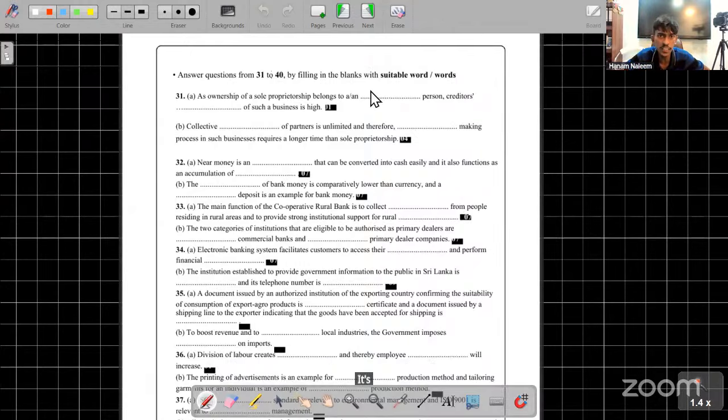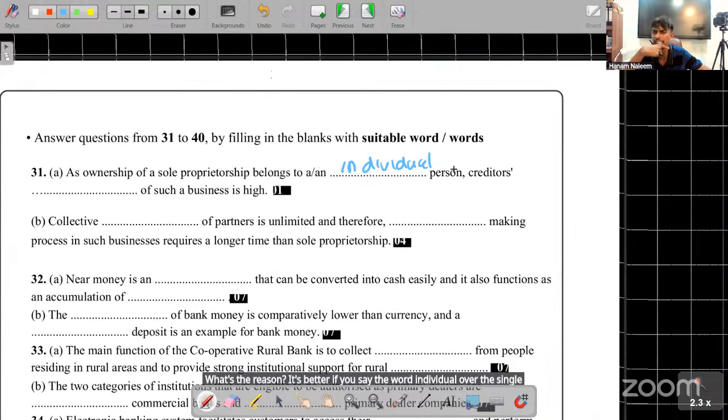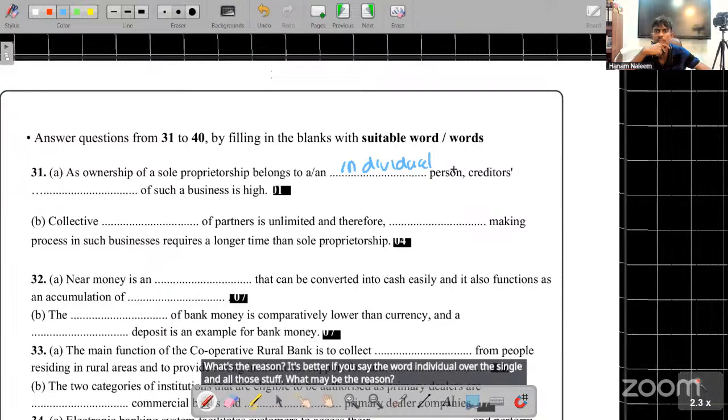It's better to go with the word individual. Why? What's the reason? It's better if you say the word individual over single and all those. What may be the reason why I went with the word individual?